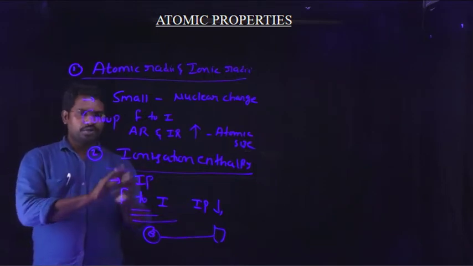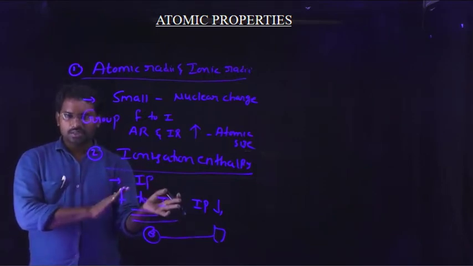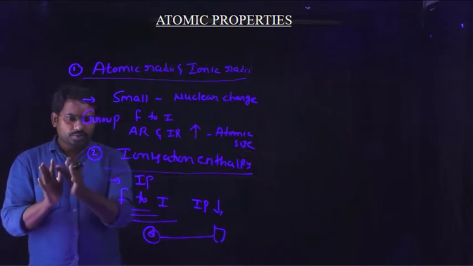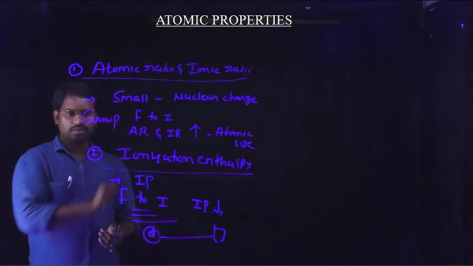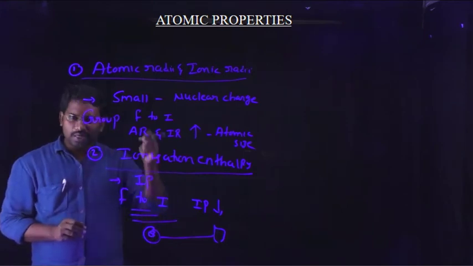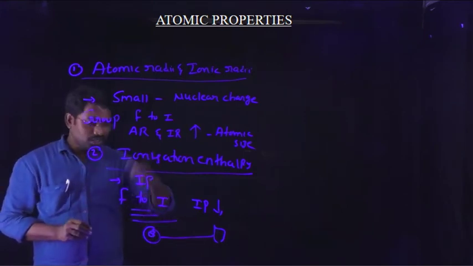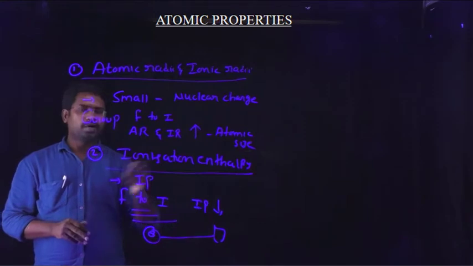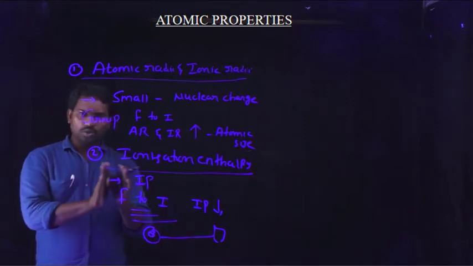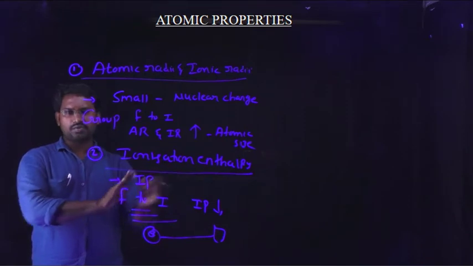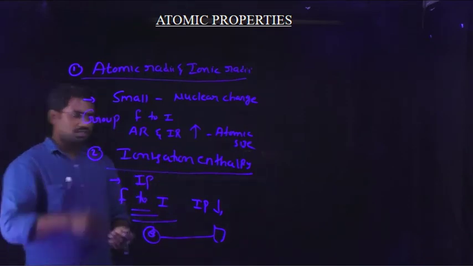From fluorine to iodine, atomic size increases, therefore the attraction between the nucleus and valence shell is very less. That's why we have to use a very small amount of energy. We can easily remove the electron from the valence shell of the halogens. That means from fluorine to iodine, due to the increasing atomic size, the IP values decrease. This is the second one.